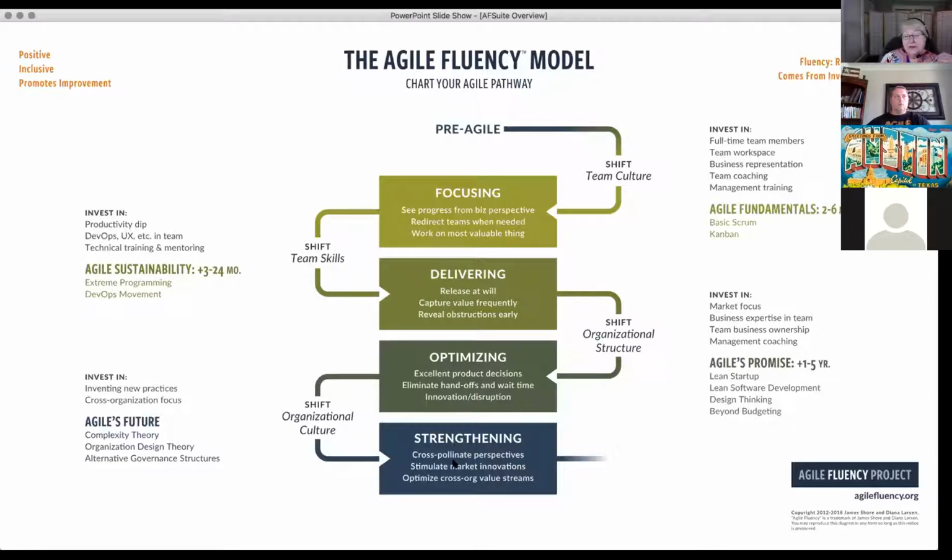And this is where the teams are actually focused on the health of the overall organization, not just their product. In some ways, I think of focusing as being focused story by story, or what the product owner is giving the team, and delivering can be maybe focused more feature by feature, or MVP by MVP. Optimizing is focused a lot more on the whole product, and strengthening is focused on the whole organization. What's going to be the best choice for the whole organization?